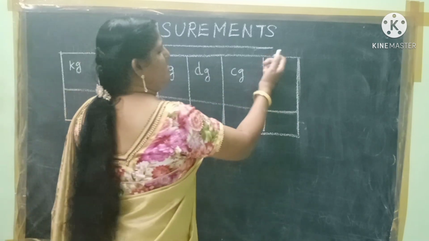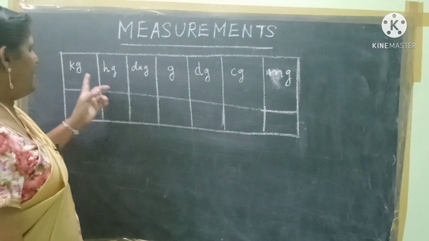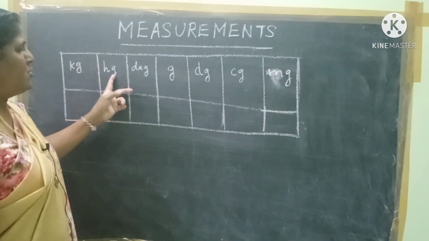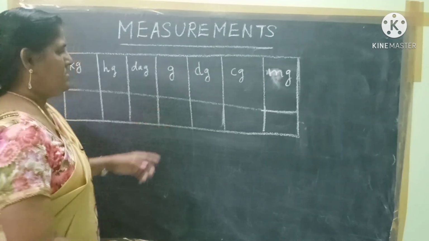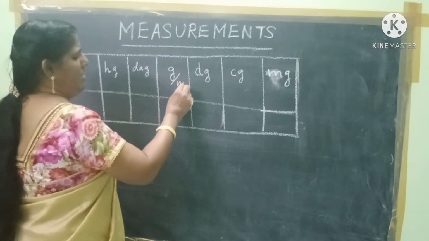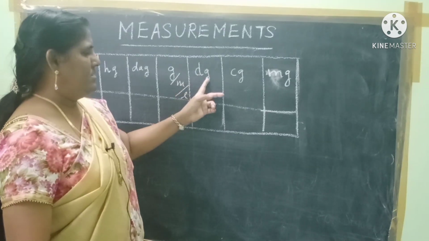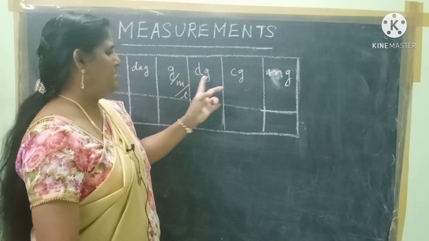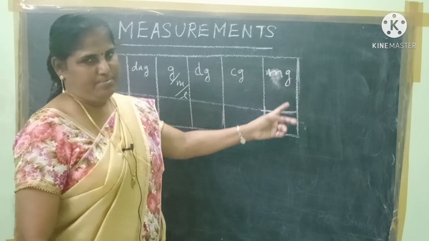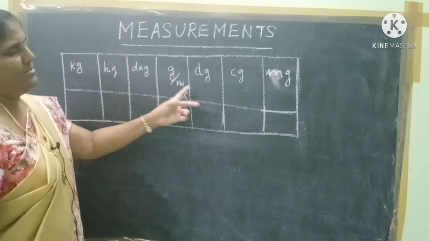So mg, milligram. If we take meter, it is kilometer, hectometer, decameter, meter, and so on. So G or m or L, liter, deciliter, decimeter, centimeter, millimeter, mm. Okay, for L also, instead of G, you should write everything.